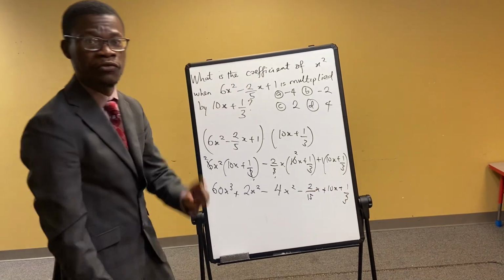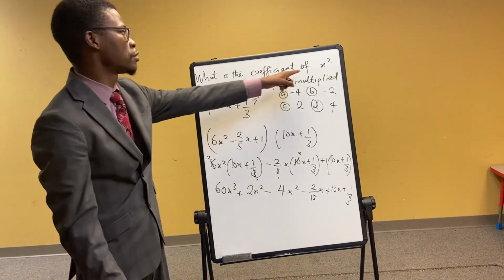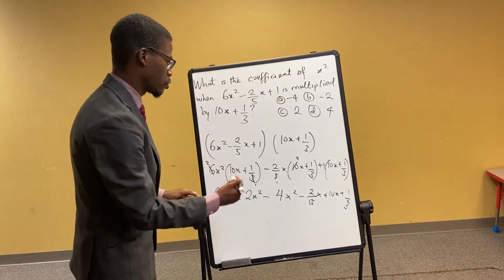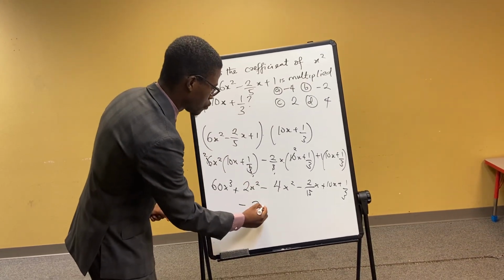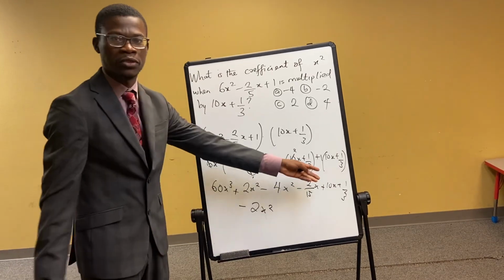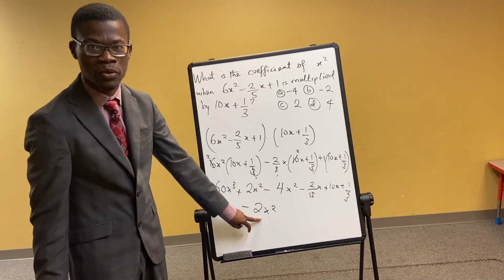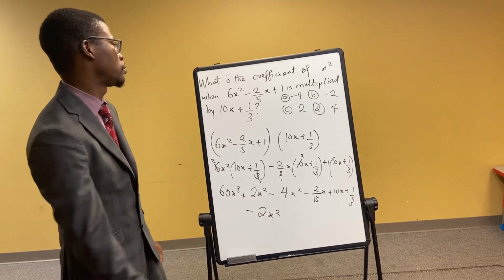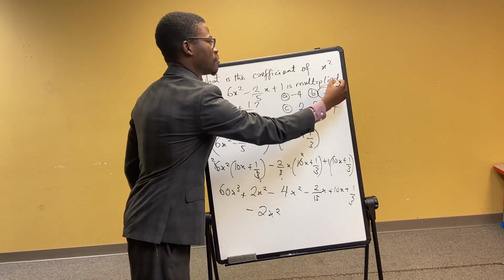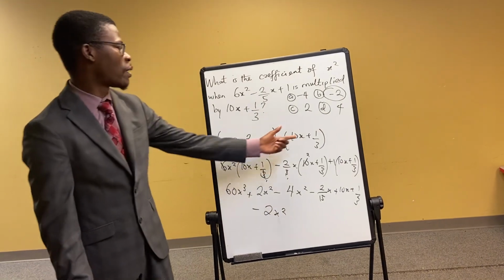Now remember, we're looking for the coefficient of what? X squared. All right, so what's the coefficient of x squared? 2 plus 2 minus 4, -2x squared. I don't need anything with this one. I just want this one because that's what the question asks, -2. So the coefficient of x squared is what? -2, and that's B.